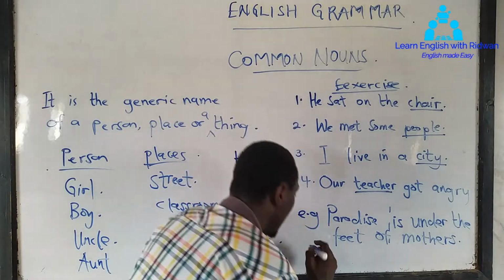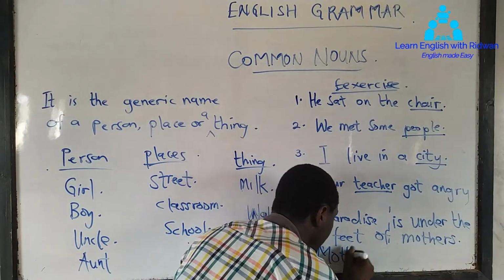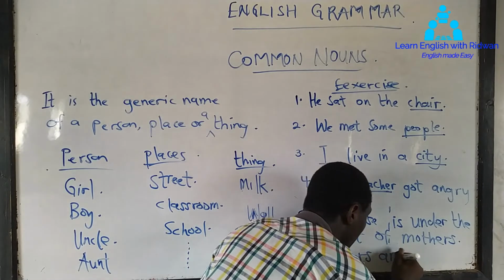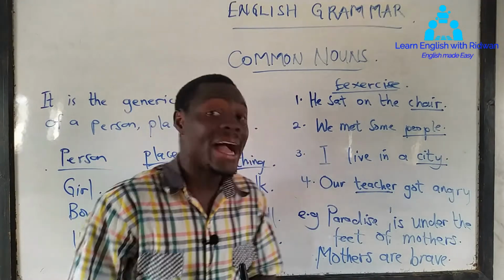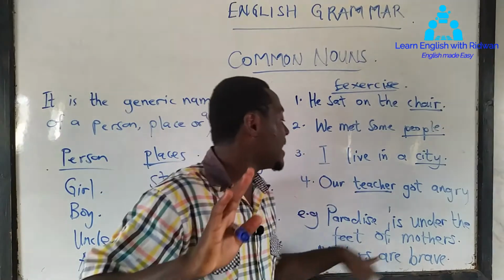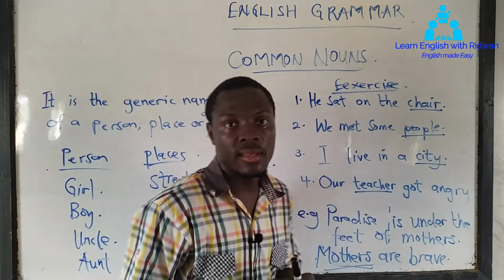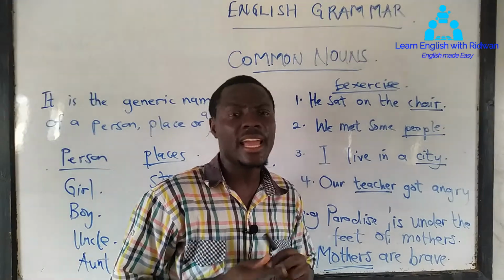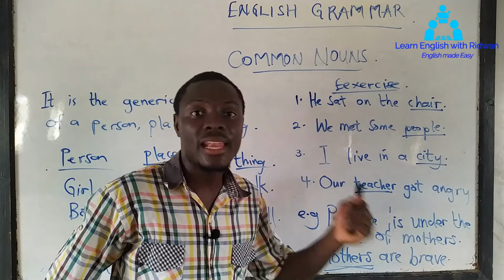مثلا عندنا Mothers are brave. الأمهات شجاعات. Mothers are brave. الآن mother من أسماء شائعة، لكن في بداية الجملة إذن يكون مبدوء بcapital letters.